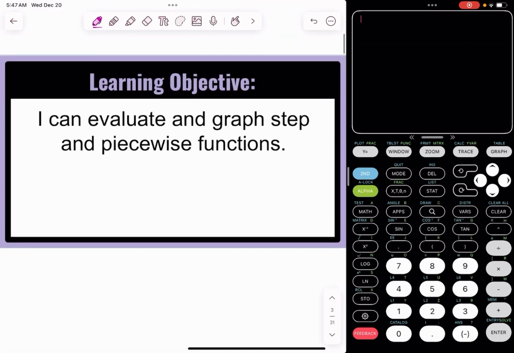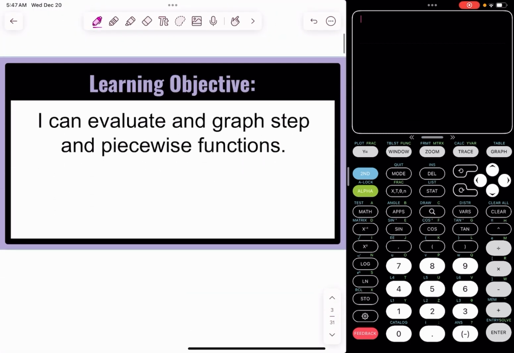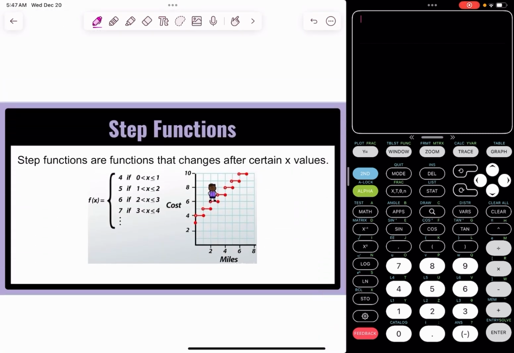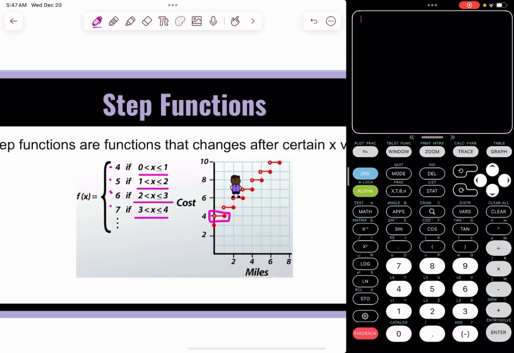So today we're going to learn how to evaluate and graph step functions, and then we'll also start working with piecewise functions. So what is a step function? Step functions are functions that change after certain x values. These are basically a type of piecewise function. There's different pieces, and you're going to graph each piece depending on what interval for x they want you to use, what domain they want you to use. For example, they first told you to use 4 when you go from 0 to 1, and then they told you to use 5 when you go from 1 to 2. And they tell you if you should use an open circle or a closed circle depending on your inequality symbol.